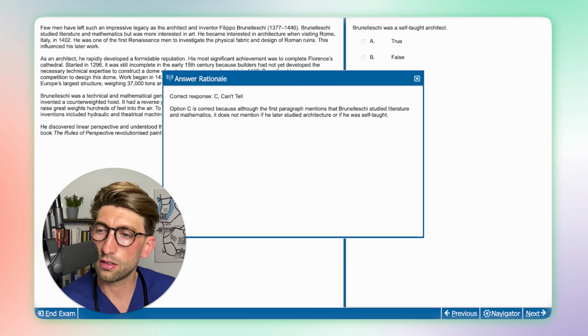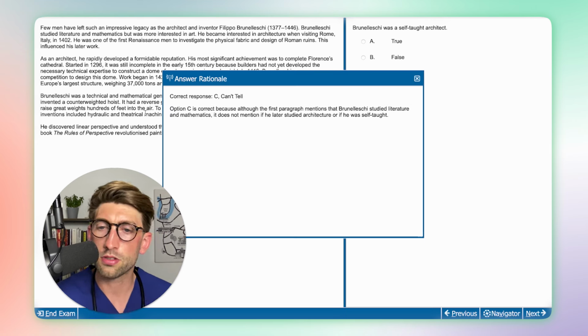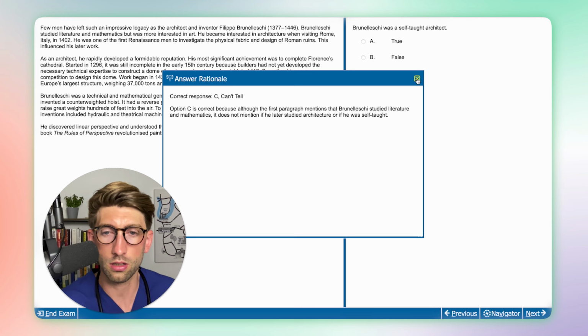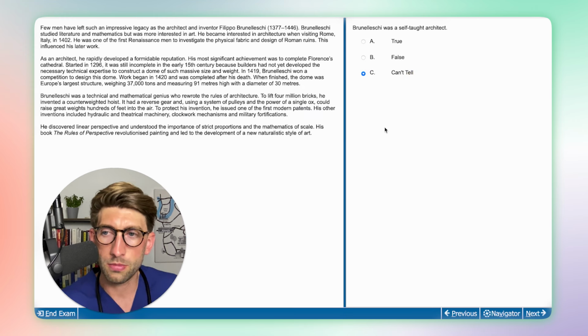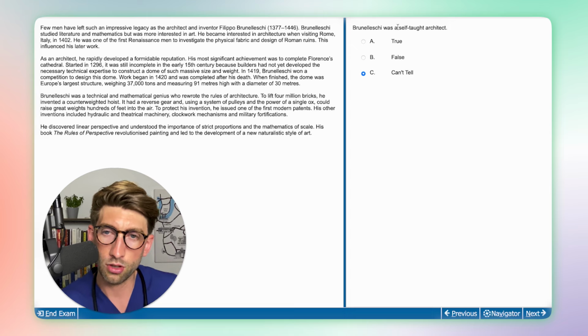Let's have a look. Option C, brilliant. Option C is correct because although the first paragraph mentions that he studied literature and mathematics, it does not mention if he later studied architecture or if he was self-taught. So there we go. The thing to take away from this is there are things that try and catch you out. They try and imply things here.